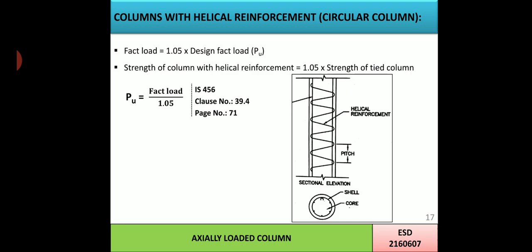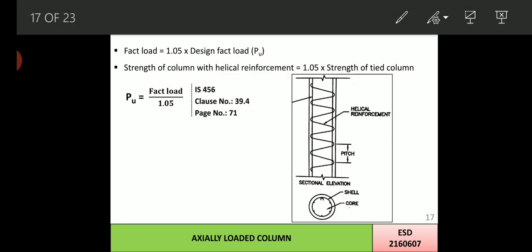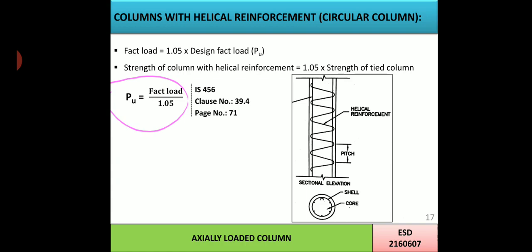Now column with the helical reinforcement. Now strength of the column with the helical reinforcement equals 1.05 times the strength of the tied column, means we can say factored load equals 1.05 times design factored load. So ultimately if we want to calculate the formula of PU, then PU equals factored load divided by 1.05 times, that is this one, as per the clause 39.4, page number 71. Now the plan and the elevation of the circular column is given in the figure.